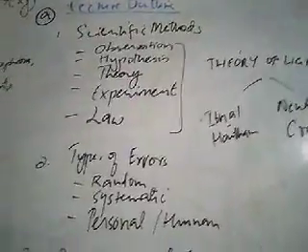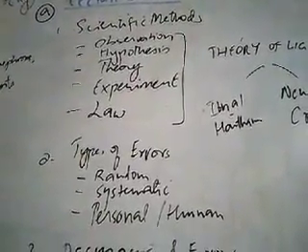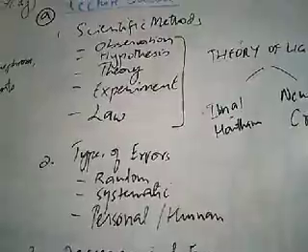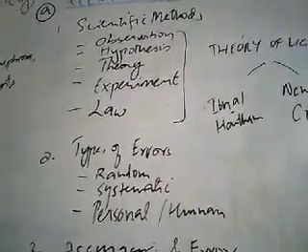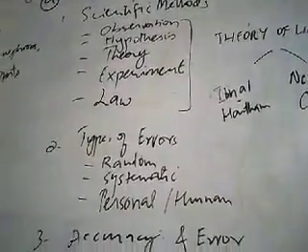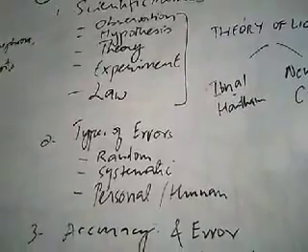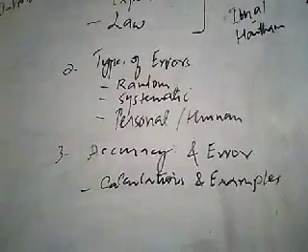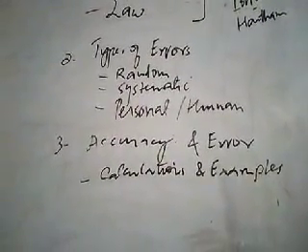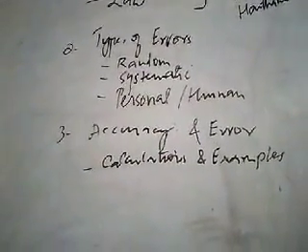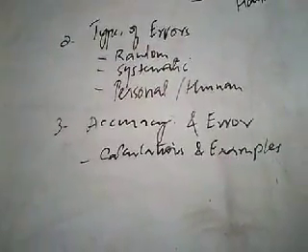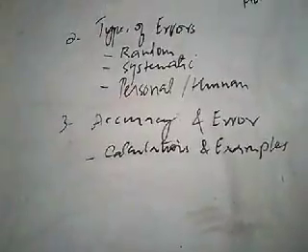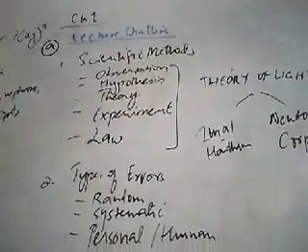Today's lecture outline is scientific methods, and within it we will be discussing observation, hypothesis, theory, experiment, and law. Then we'll be discussing types of errors, basic categories, and then we'll move on to accuracy and errors. And we'll do some calculations and examples on this topic. So first, let's start with the scientific methods.